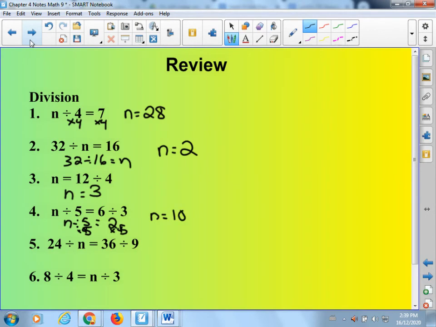36 divided by 9 is 4. 24 divided by n is equal to 4. When it's written like this, I can trade out the 4 and the n. So 24 divided by 4 is actually equal to 6. And the last one, 8 divided by 4 is 2. The opposite of dividing by 3 is multiplying by 3. 2 times 3 is 6.